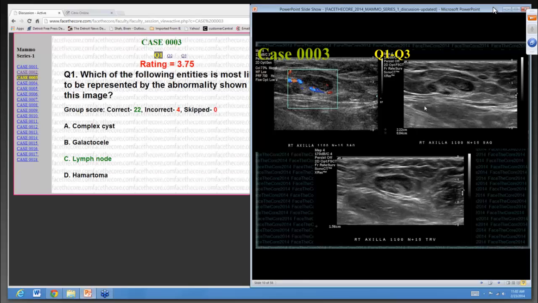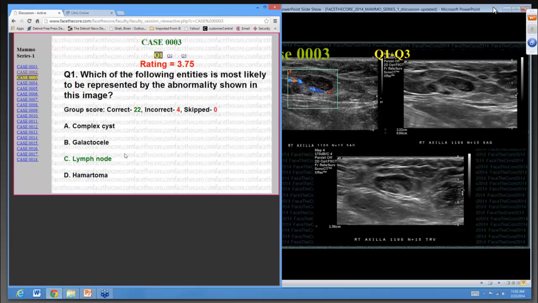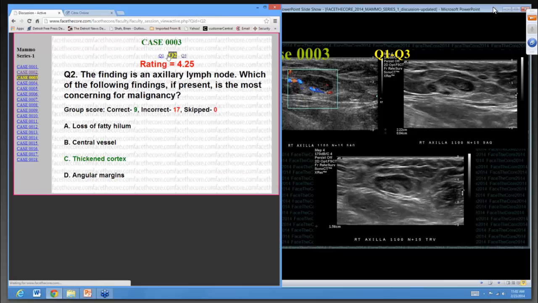The finding, which the majority of you got correct, is that of a lymph node. The other answer choices are completely wrong. The finding is an axillary lymph node. Which of the following findings present is the most concerning for malignancy? A majority of you got this incorrect. There are a couple of things that make this lymph node abnormal. The correct answer choice is a thickened cortex. If you look at this image right here, we see a thickened cortex.